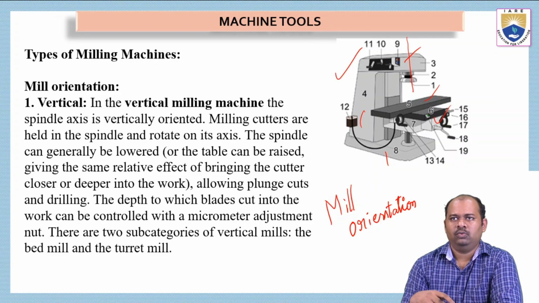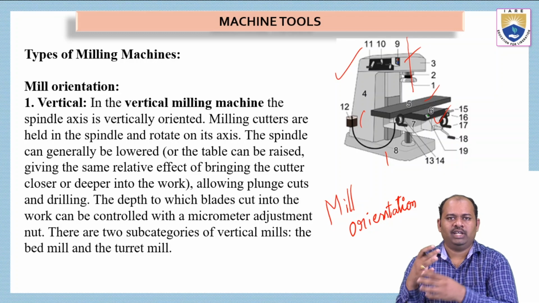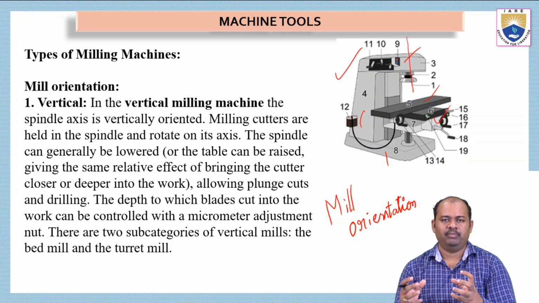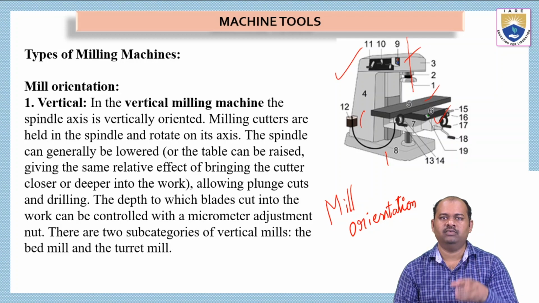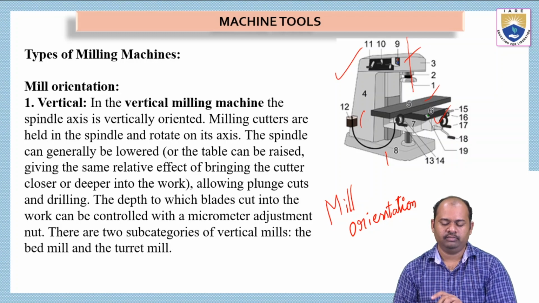So the vertical milling machine, we can simply identify it by looking at the machine, because the spindle will be rotating about a vertical axis. So that is the vertical machine.